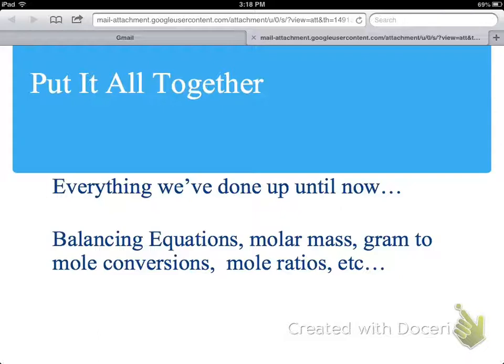We're going to put everything we've done so far in this unit all together. So we have our balancing equations. We're going to bring in the molar mass, gram to mole conversions. We just covered the mole ratios. So we're going to put it all together. So you know all of these steps. It's just putting it together.